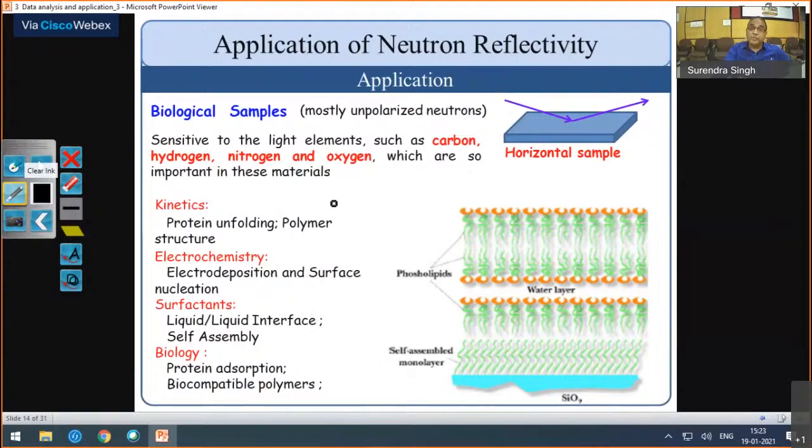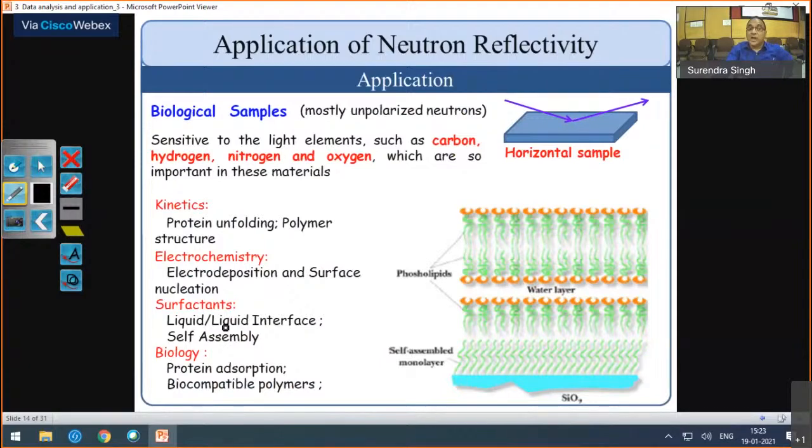It is elements like carbon, hydrogen, nitrogen, oxygen, and all the biological samples contain these elements. The kind of studies already done by people is kinetics, like protein unfolding, polymer structure, how this unfolding is happening, is it depth dependent, is there any layer structure, what is happening when the protein folds or unfolds. This kind of information one can get from reflectivity.